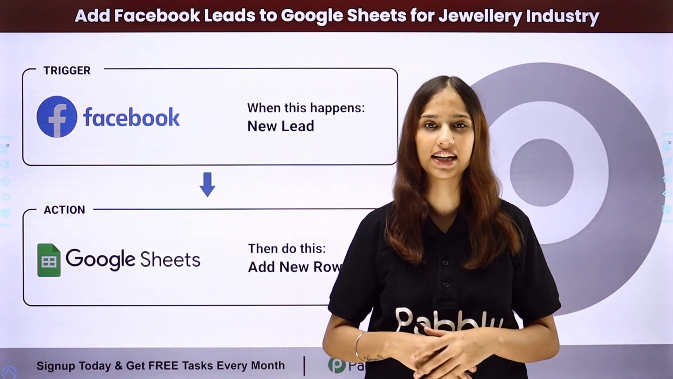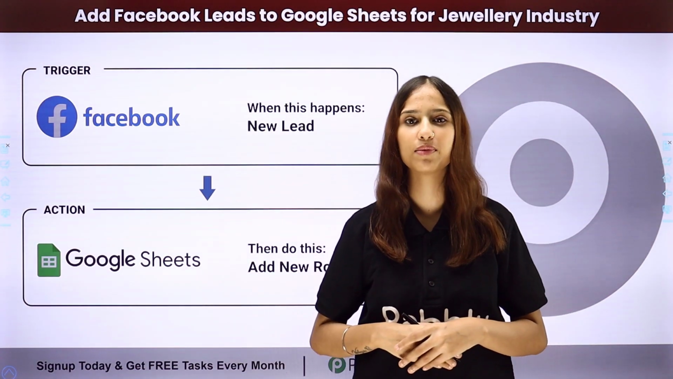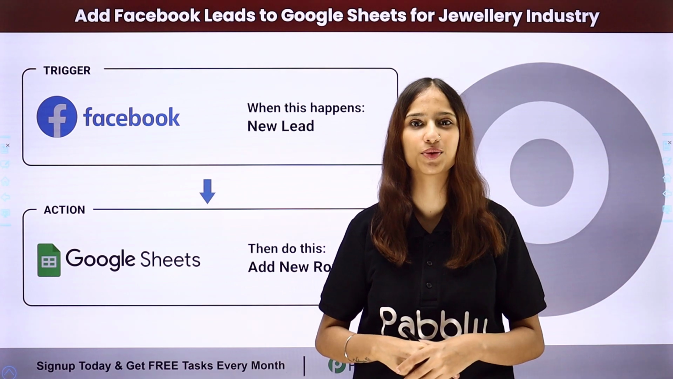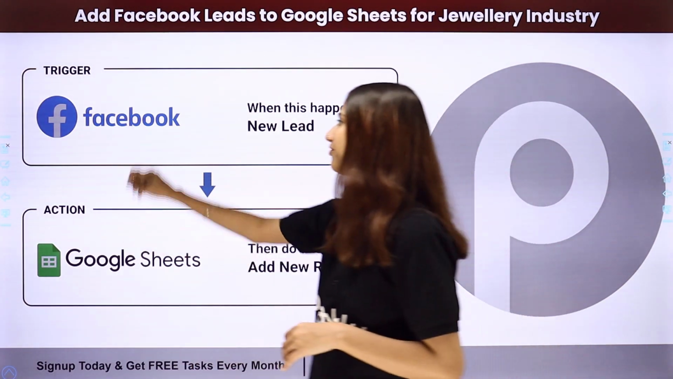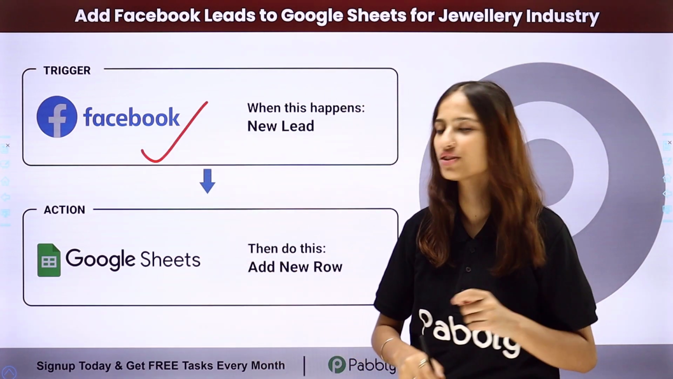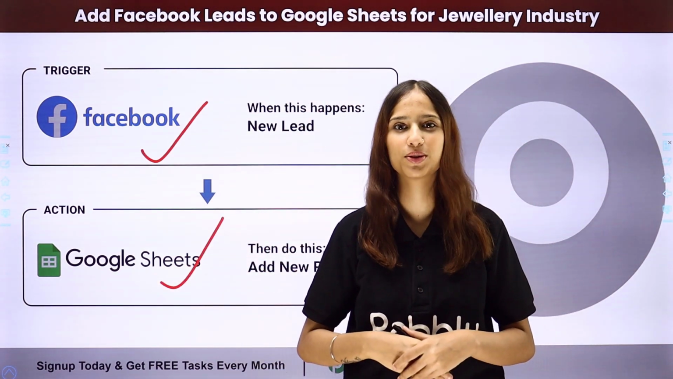So now to do this, I need to build an integration between these two applications, for which I will be using this amazing integration and automation software, that is Pabbly Connect. So here my trigger application will be Facebook and my action application will be Google Sheets. So to learn more about this integration, follow me through the screen.